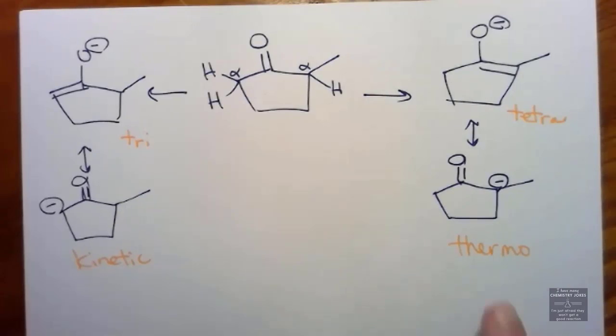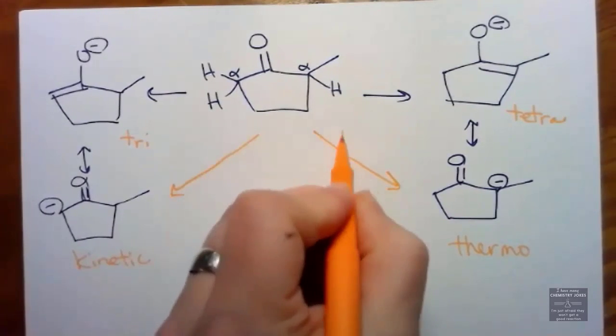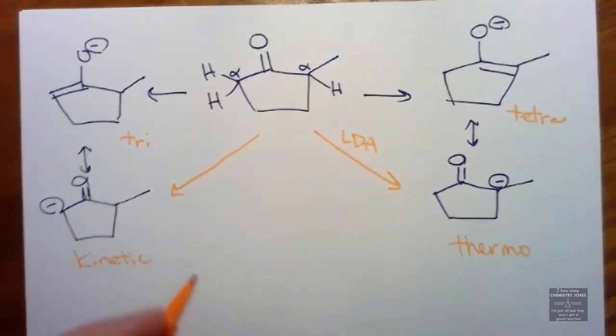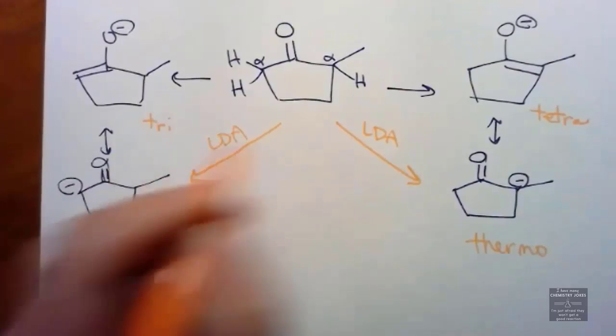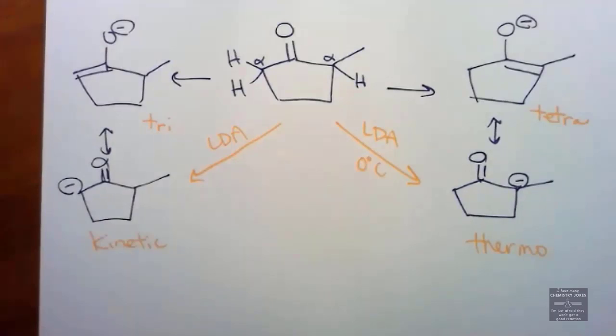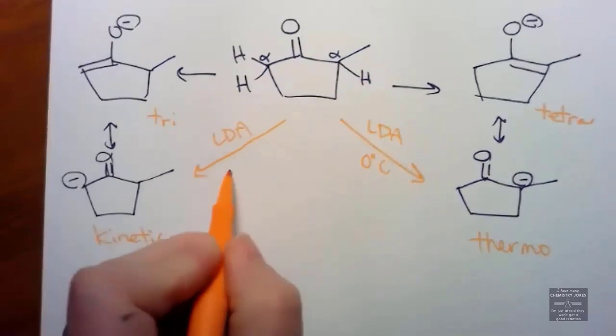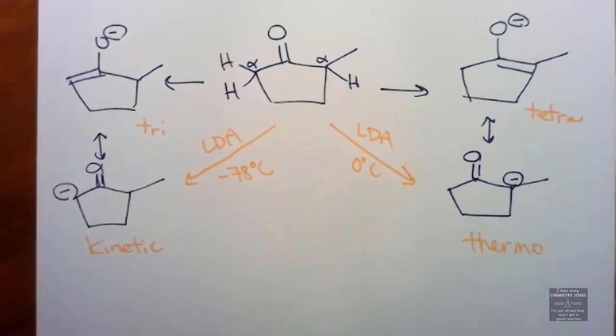So what are the exact conditions to get the thermodynamic enolate to form or the kinetic enolate to form? Well, LDA is really great at forming enolates. If you want the thermodynamic, you want to be at a warm temperature. What? 0 degrees? Warm temperature? Are you crazy? Well, 0 degrees. LDA is normally present at -78. That's the cold temperature. Believe it or not, 0 degrees is the warm temperature.